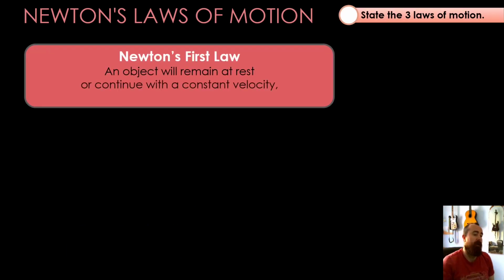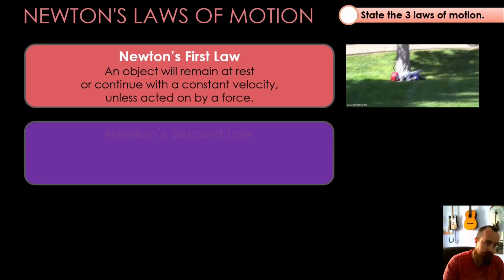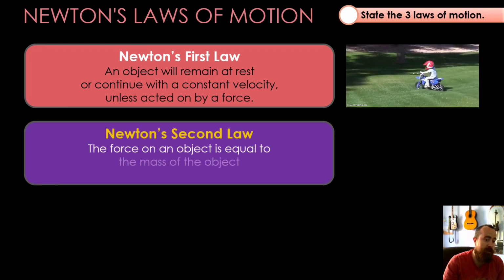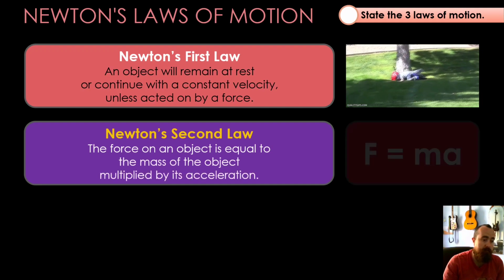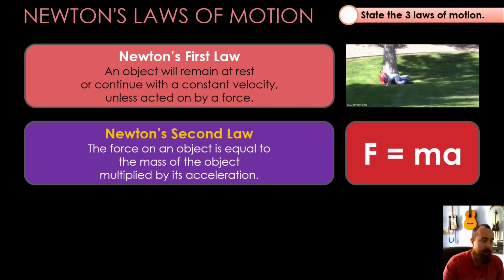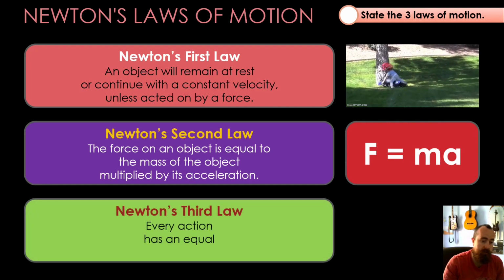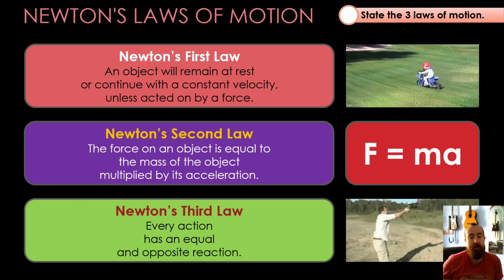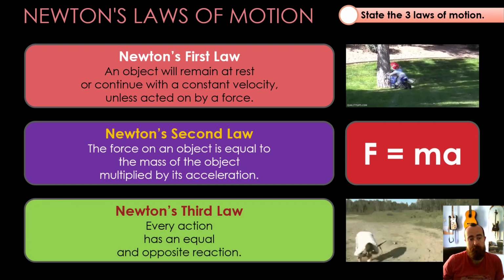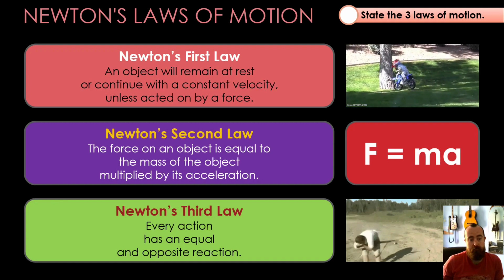An object will remain at rest or continue with constant velocity unless acted on by a force. That's the first law. The second law is the force on an object is equal to the mass of the object multiplied by its acceleration, F equals ma, that classic mechanics equation. And the third law, every action has an equal and opposite reaction. If you apply a force in one direction, expect to get the same force back in the opposite direction. Bullet goes one way, rifle goes the other.